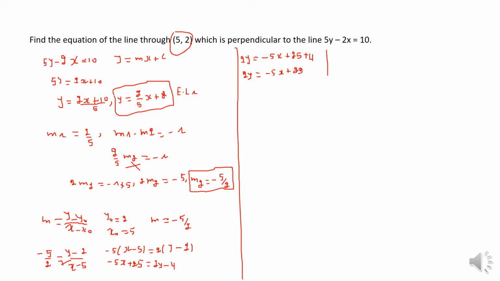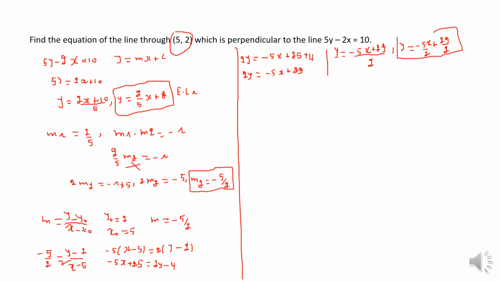Okay, so now the equation becomes y is equal to -5x plus 29 over 2. Okay, so now y is equal to -5x over 2 plus 29 over 2. So now this is the second equation.